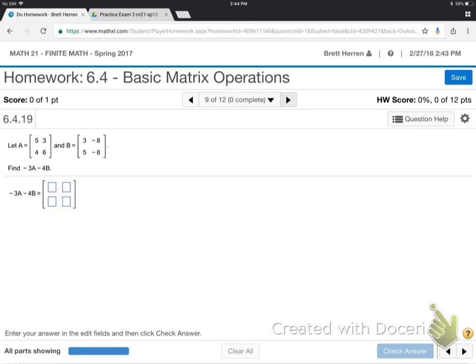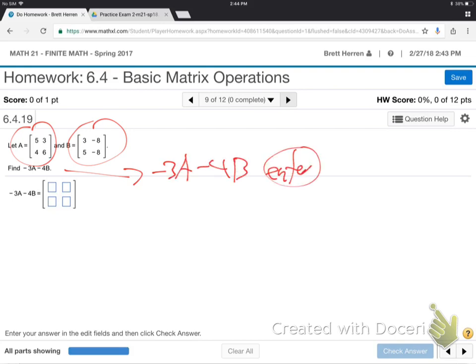Okay, what do you think about that one? You could do it by hand, or you could do it by calculator. You could put matrix A into your calculator, matrix B into your calculator, and then go -3 times matrix A, -4 times matrix B, and hit enter. Or you could do it by hand.